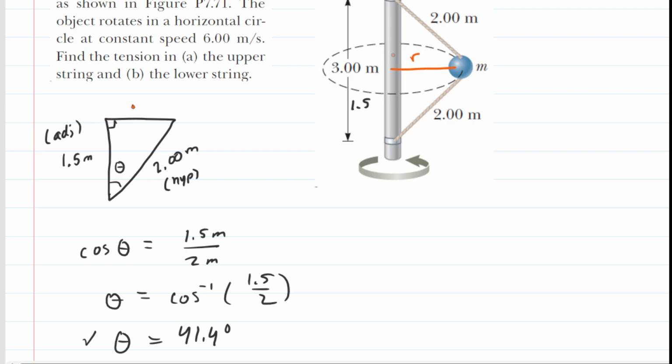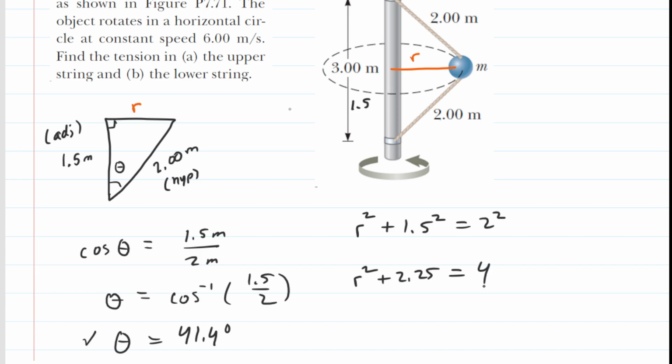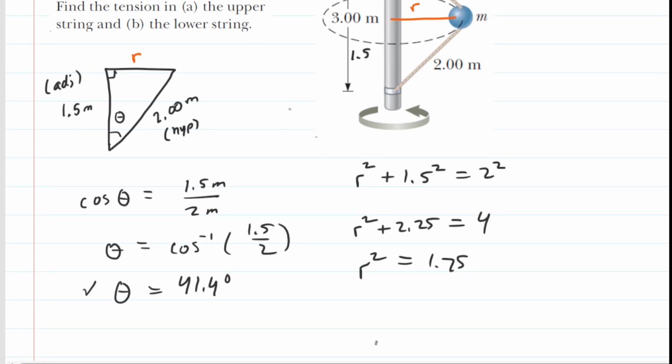So coming back to the original triangle that we drew, we can call that R, and we can use another trigonometric ratio, or maybe even just use the Pythagorean theorem. Why don't we do the Pythagorean theorem? We can see that R squared plus 1.5 squared is going to equal 2 squared. We can simplify this a little bit here. Subtract the 2.25 from both sides of the equation. You get R squared is 1.75, and then take the square root to get R. We can see that the radius of the circular path is approximately 1.32 meters. So those are some data that we're going to be using in a few minutes.